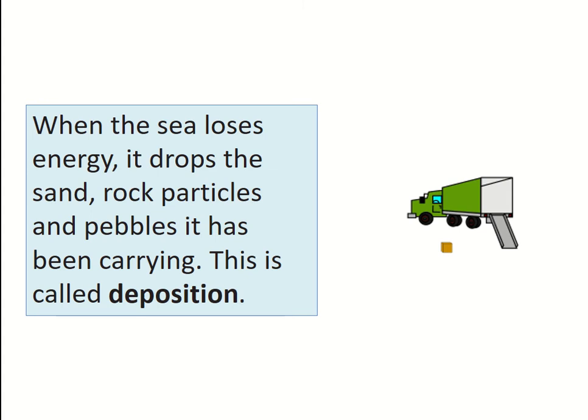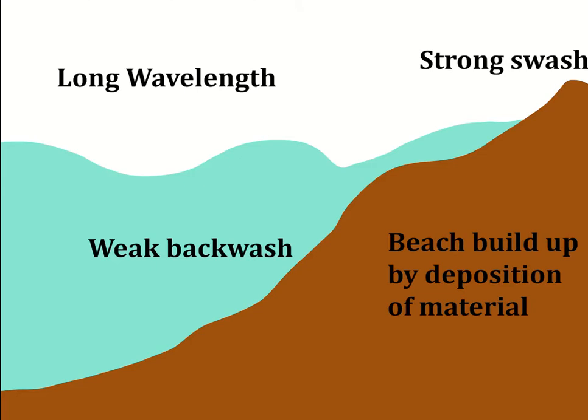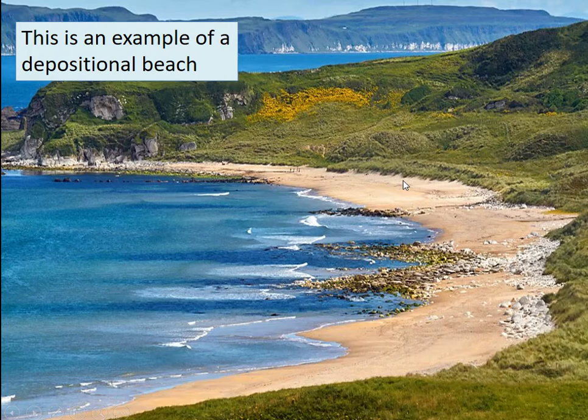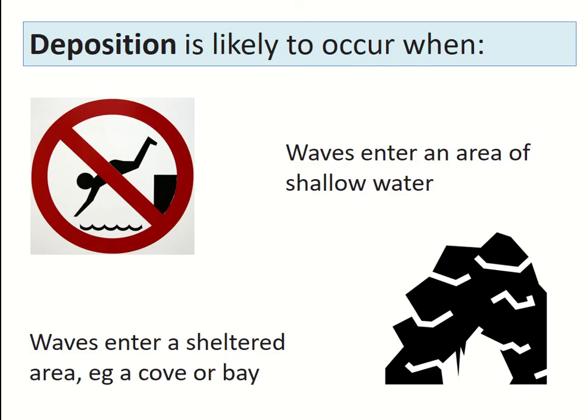Okay, so on that point then, we're going to get onto that question in a second, but basically let's recap that then. Weak backwash, strong swash, the beach is built up. And so in terms of our reasonings then, there are four main reasons why the sea loses its energy and therefore deposition occurs.